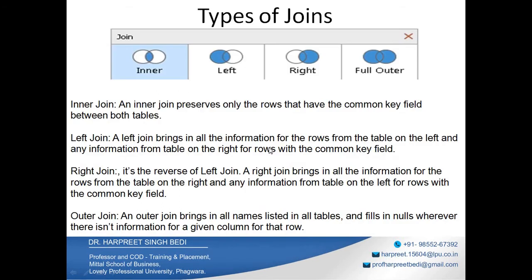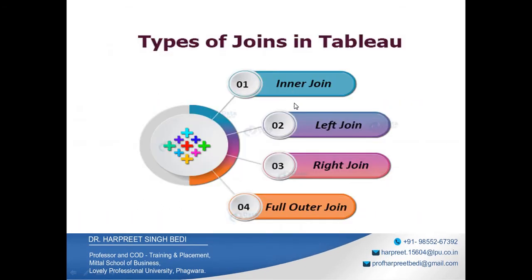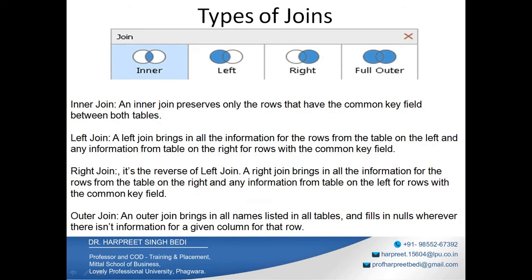In Tableau, joins can be of four types: inner join, left join, right join, or a full or outer join. Inner join preserves only the rows that have the common key field between both of the tables.